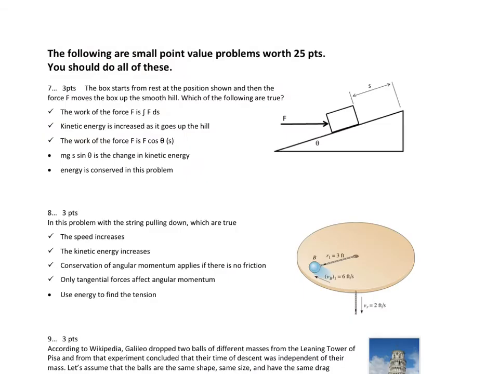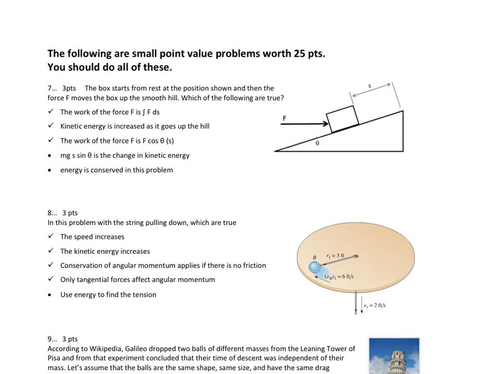All right, some of the concept problems. In general, the work of the force is the integral of F ds. That's just a true statement. If you have enough force to make it go up the hill, it says it goes up the hill, then energy increases. Both potential energy and kinetic energy increase. It's going to get faster as it's going up the hill. The work of the force is, in this case, cosine times that distance. That's not true, and energy is not conserved because you do have some work going on.